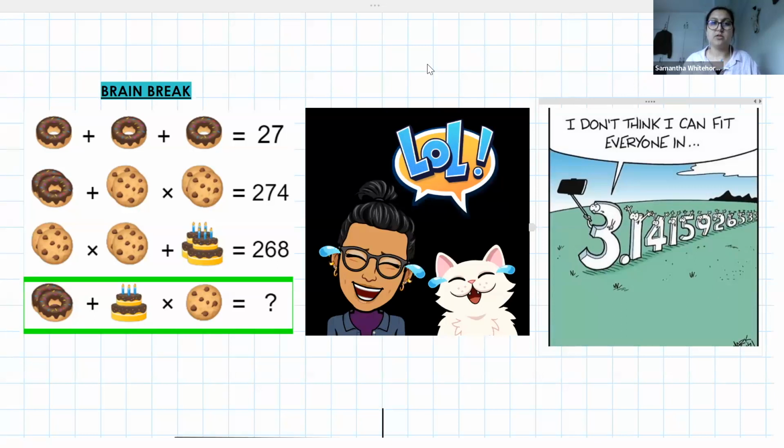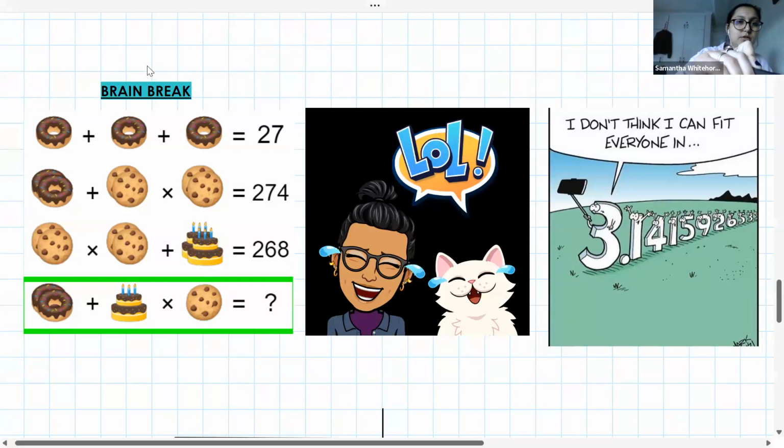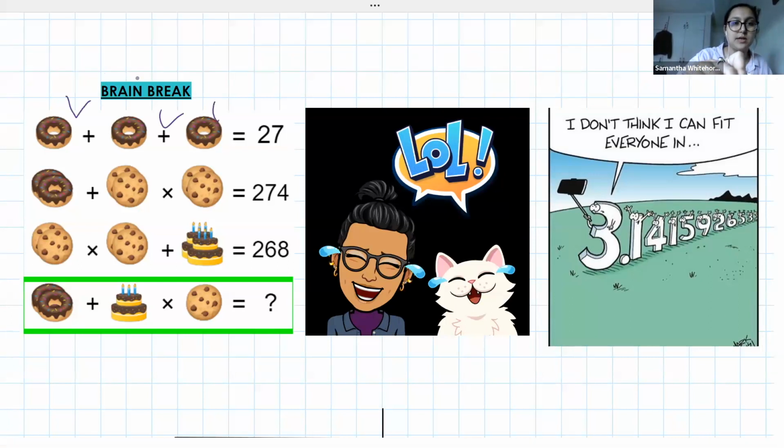I wonder, okay, so what we're doing is we're solving the equation. So what you want to try and do is you want to figure out how much a donut is worth so that when you add a donut plus a donut plus a donut, you get 27. Once you have that, you then know what 2 donuts is worth, and you can use each of your answers in subsequent steps in order to get to that very final equation's answer.